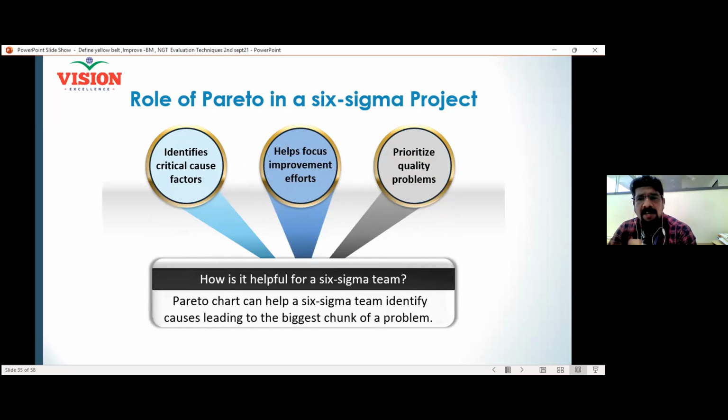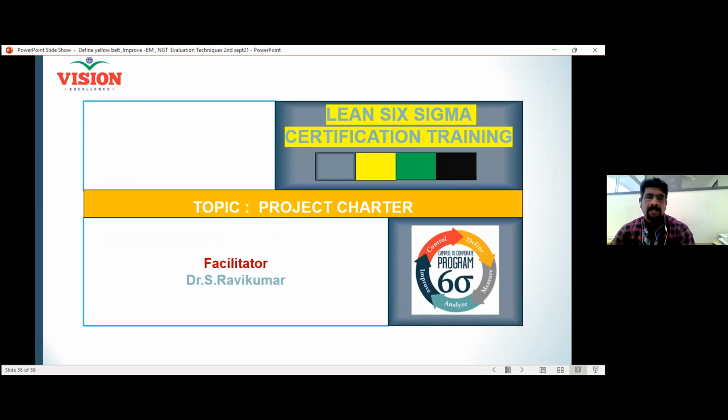So this role of the Pareto in a Six Sigma project is very important. It helps your team to focus on the correct project so that the efforts don't go in vain. Okay, so now we have cleared the first two steps, that is identifying the project, reviewing CVOB and COPQ, then selecting the project using Pareto, and there is one more tool called project prioritization. Okay, that will also help you to identify and select the project.